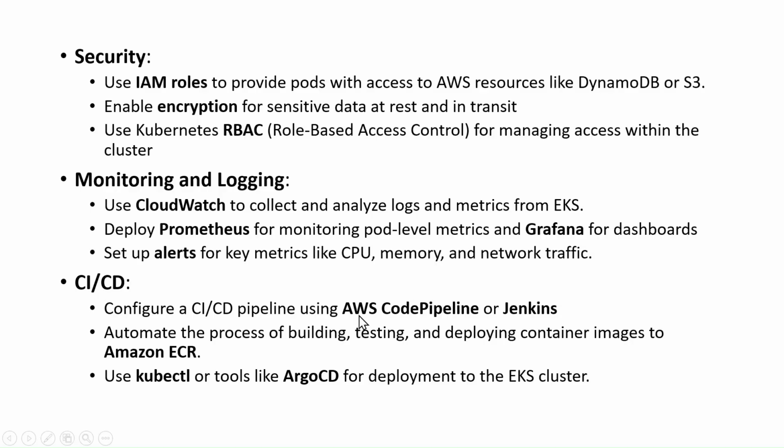And to automate, we will be going with CI/CD. That is, CodePipeline will be the bridge to link from your GitHub. From there, it will go to CodeBuild, and from there, it will go to deployment. Okay, so this is all about how EKS works. So we'll try to understand it from the demo.